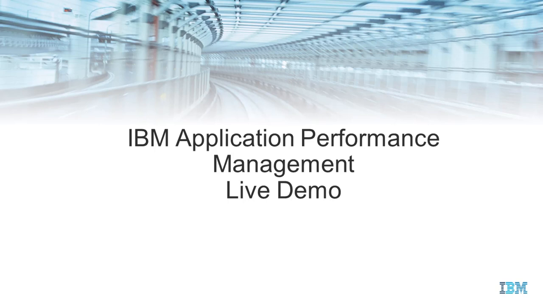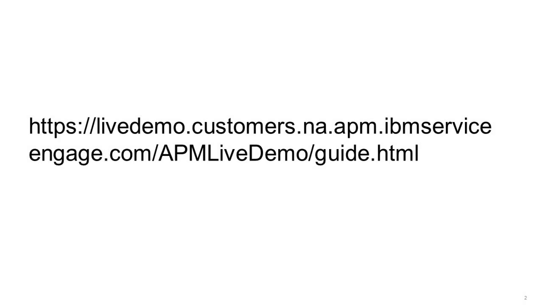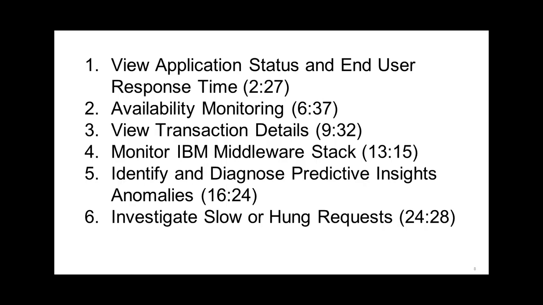This is a demonstration of using the IBM Application Performance Management Live Demo tool. You can find the IBM Application Performance Management Live Demo at the URL shown on the screen. This video demonstration contains the scenarios shown on the screen at the timestamp shown on the screen. If you want to fast forward to a given scenario, simply fast forward the recording to the timestamp.